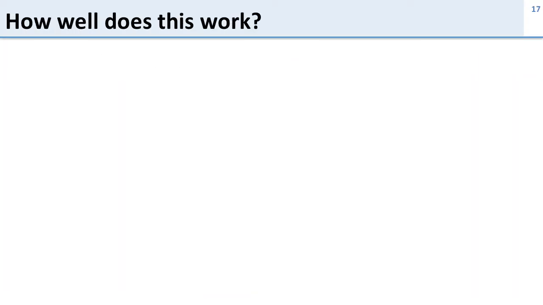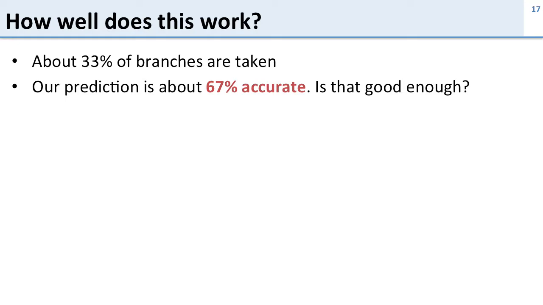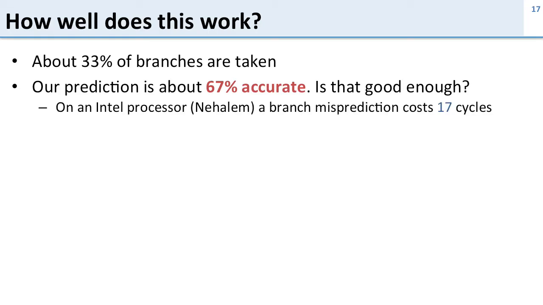So how well does this work? Well, let's look at some statistics. About 33% of branches are taken. So if we predict not taken, we're about 67% accurate. Is that good enough? Well, to see if that's good enough, we need to look at the performance penalty of predicting inaccurately. So let's take a look at a modern Intel processor, a Nehalem processor. It has a branch misprediction cost of 17 cycles. That is, each time you predict a branch incorrectly, it costs you 17 cycles of instructions that you have to get rid of from your processor pipeline. So that's a lot of cycles to lose every time you predict a branch incorrectly.